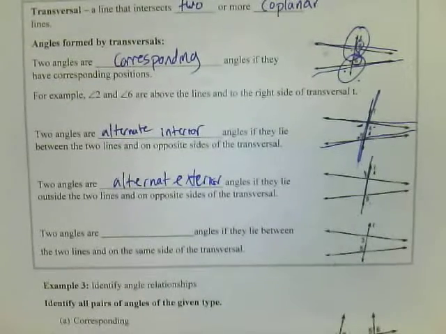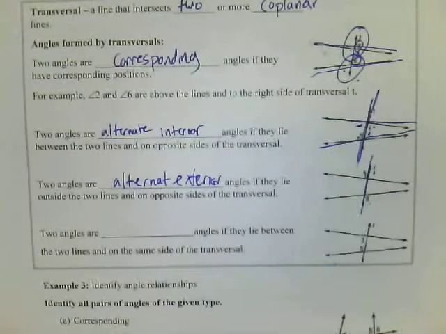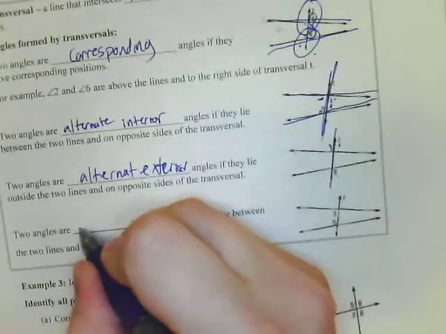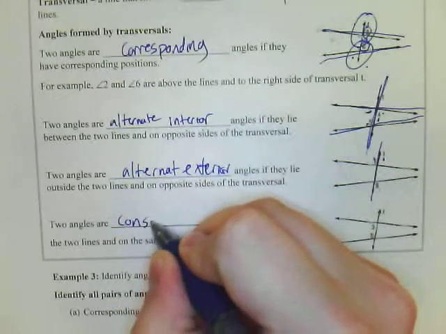All right, the last one we're going to look at is consecutive interior angles. So interior because they're between the two lines being cut by the transversal, and consecutive because consecutive means kind of one after another in a row. So these are not on different sides of the transversal, they're on the same side of the transversal. So these are what we're going to call consecutive interior angles.